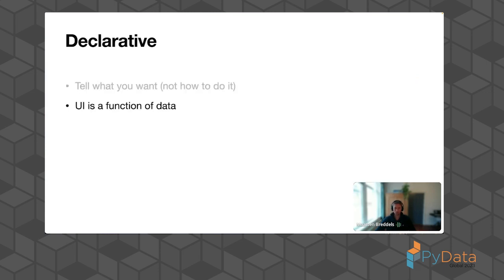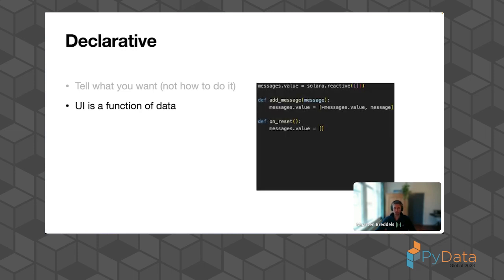In a UI, you want your UI to be a function of the data. I already showed you these reactive variables. So let's imagine we have a list of messages. We can add a message, so we modify the reactive variable, or reset it.